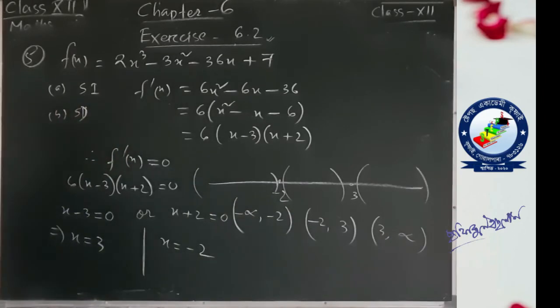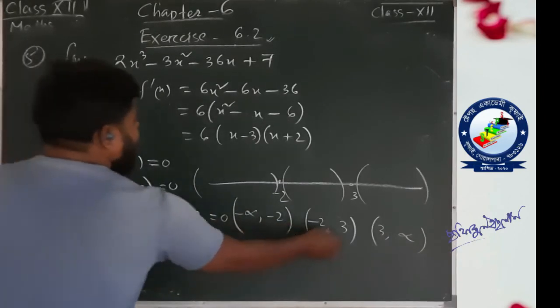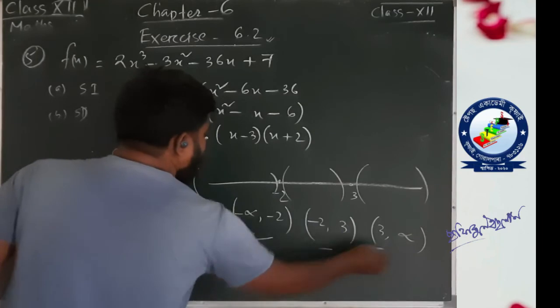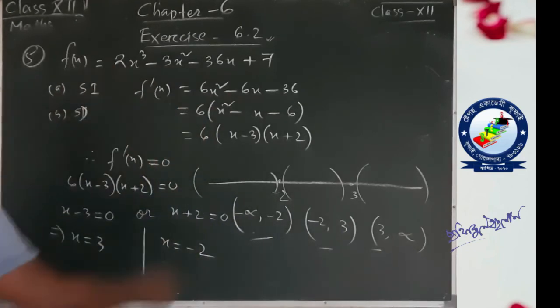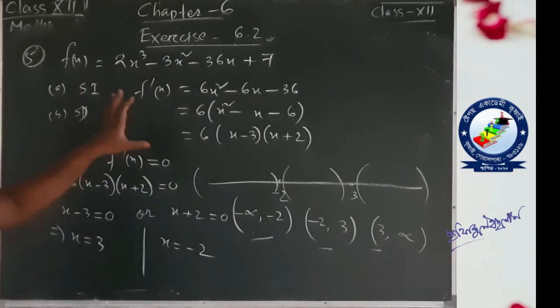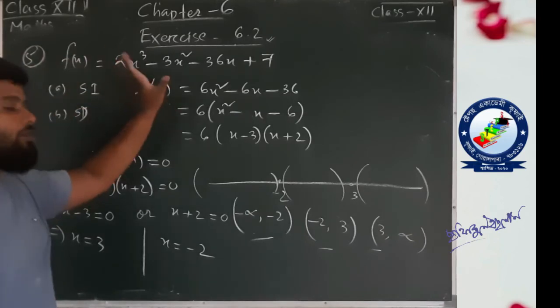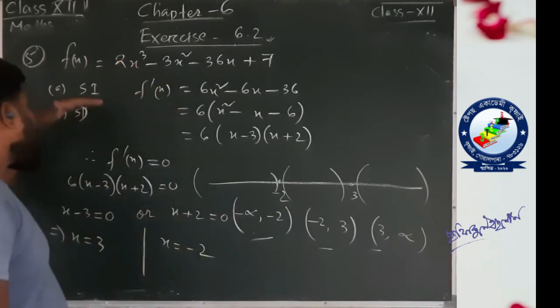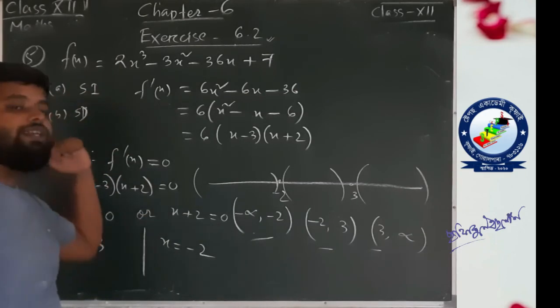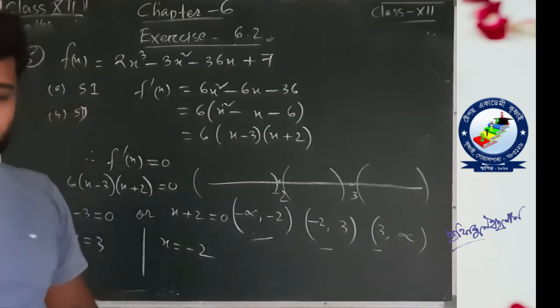Now we have to find out, out of these 3 intervals, at which interval this is strictly increasing. So that is the question asked. We have to find which interval is strictly increasing and which is strictly decreasing. So very easy, note it down.